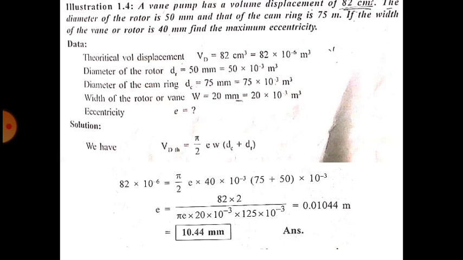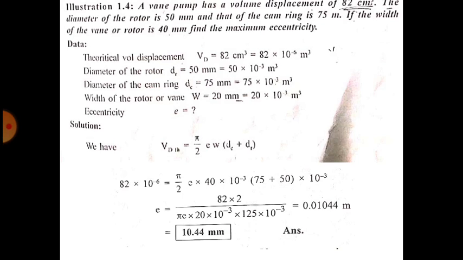Vd is equal to pi by 2 E into W into (dc plus dr). This formula we already know. This is the volumetric displacement of the pump, in m³ per revolution. Vd is given as 82 into 10 raised to minus 6, equal to pi by 2 times E, which we don't know, into 40 converted into meters, into (75 plus 50) into 10 raised to minus 3 converted into meters. So E we are going to get as 10.44 mm.